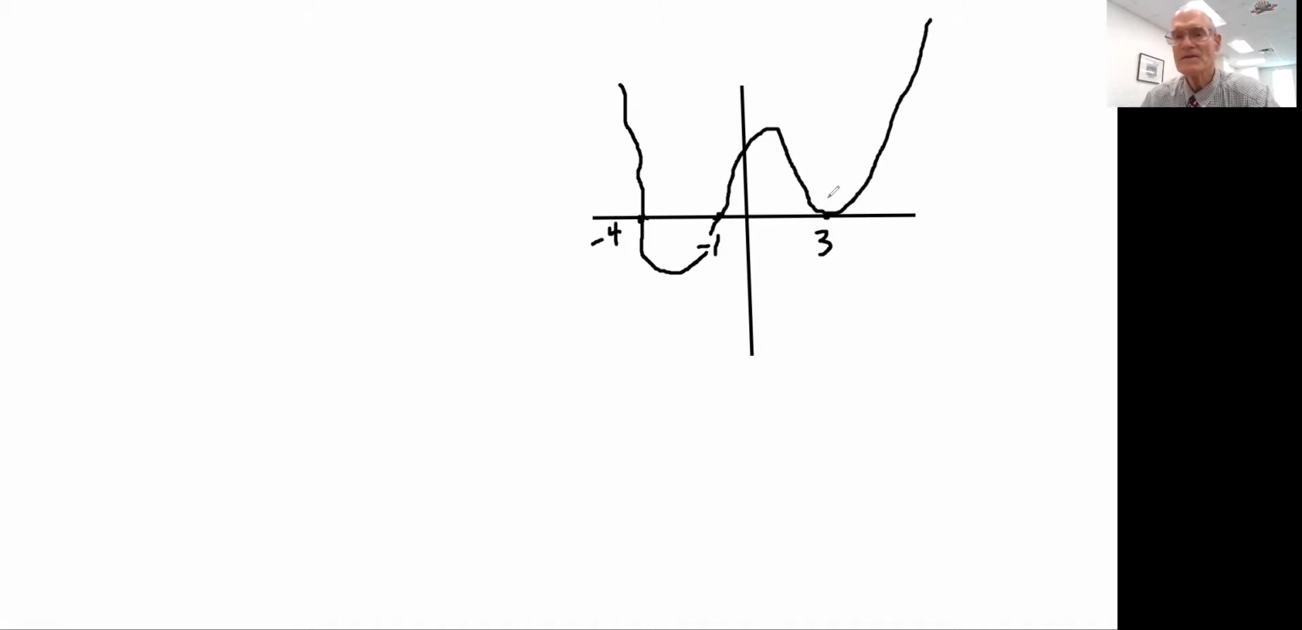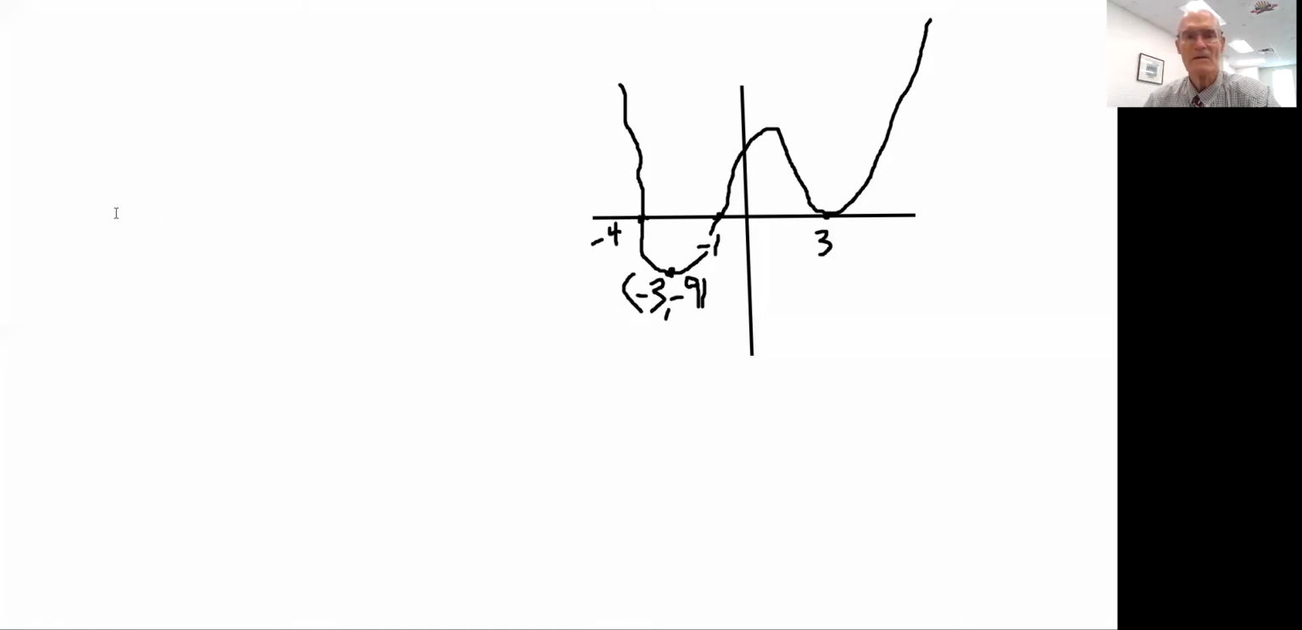Anytime you see something like that, that tells you you have a function which has a double root at 3. So in this particular problem, we're going to have a point down here somewhere, which is minus 3 and minus 9. What we have to do is find the polynomial equation for this graph. So we'll go back to our text.